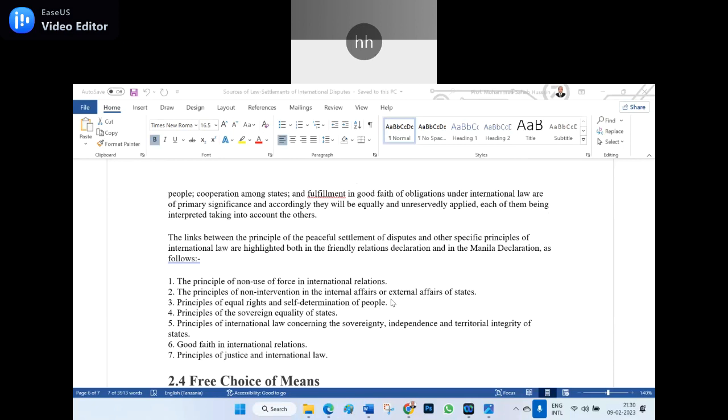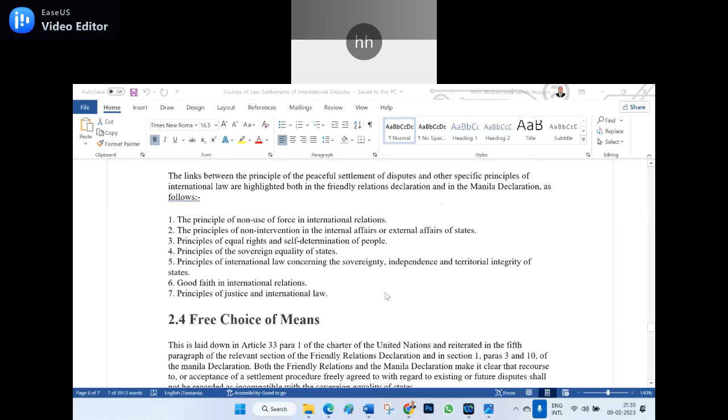And sixth, good faith in international relations. They should come forward with good faith to resolve international dispute settlement. And seventh, the principle of justice and international law. International law would be followed there, and again the principle of justice should be followed. That means justice must be done, and must be seen to be done. That would be the idea behind it. So the Manila Declaration is also one of the sources for the international dispute system. Yes, how many sources have you got till now?